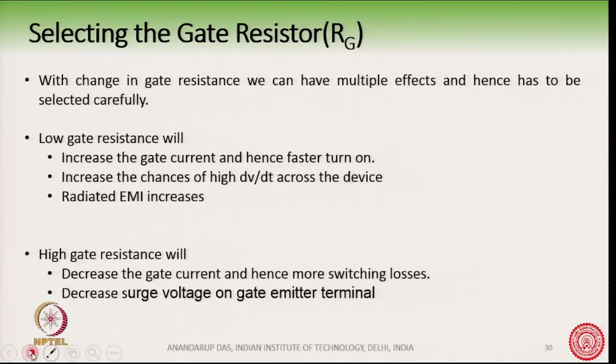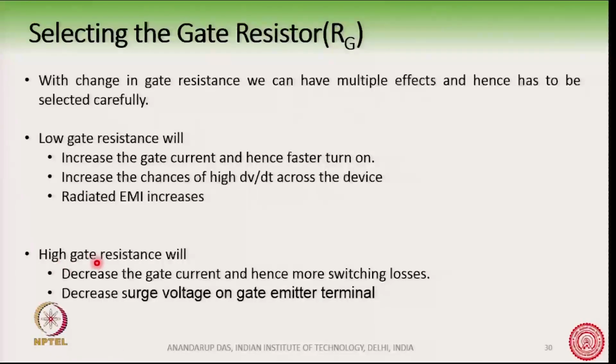So, we see that the gate resistor Rg has multiple effects, and it has to be selected very carefully. So far we have only seen that if you have a low gate resistance, then we can increase the gate current. Of course, if the resistance is low, we can allow more current to flow and we can have a faster turn on.